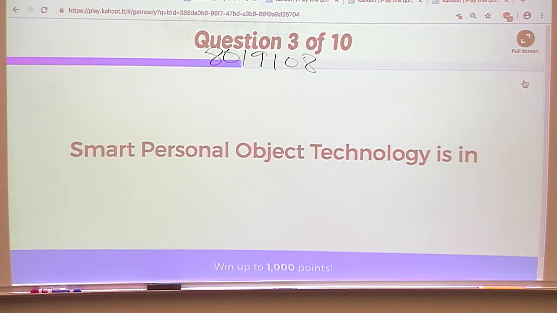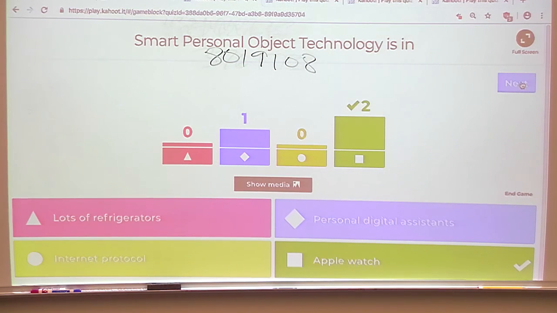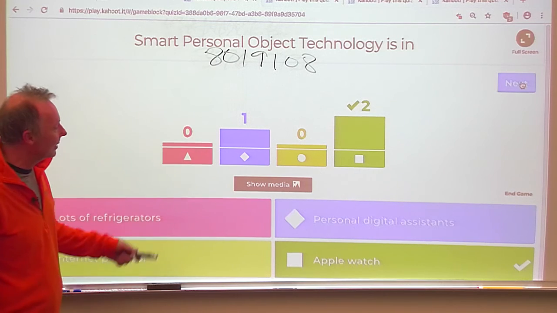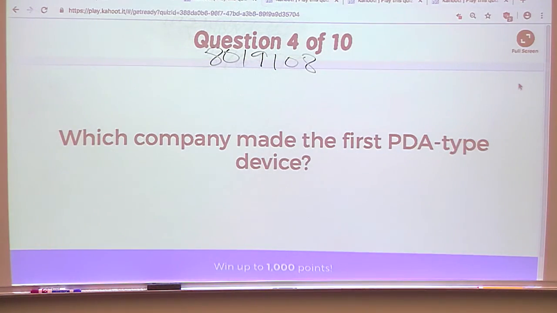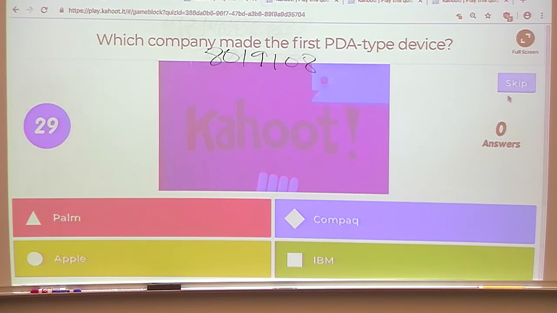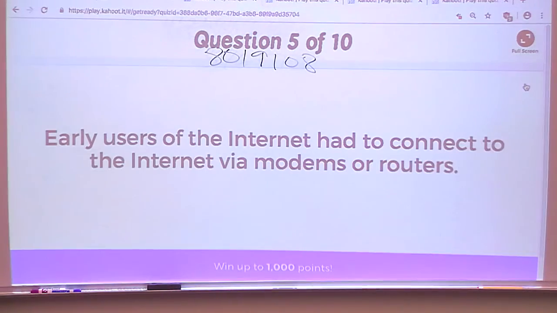Smart personal object technology is in what? It's in the Apple Watch, correct. Personal digital assistants, well, it doesn't have that technology, but personal digital assistants are important. You should remember that Apple made the first PDA, didn't they? Which company made the first PDA type device? Well, I'm going to give you some points here on this. All right, good. And we move on.